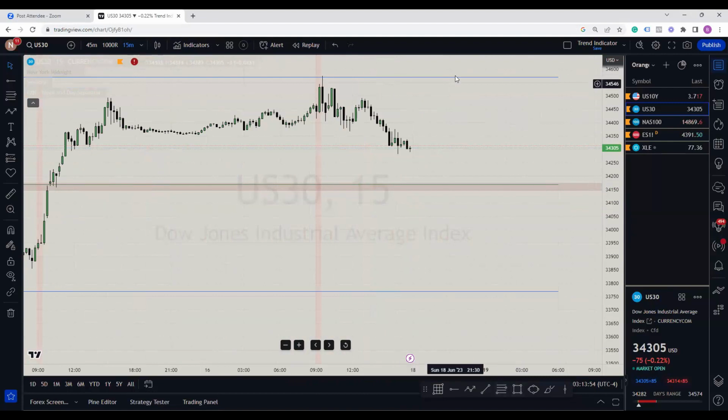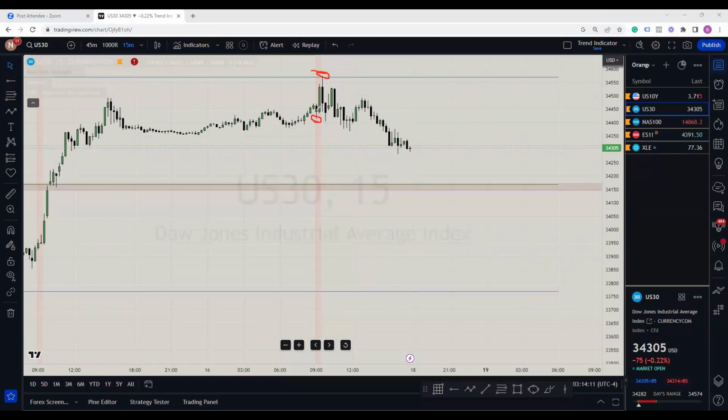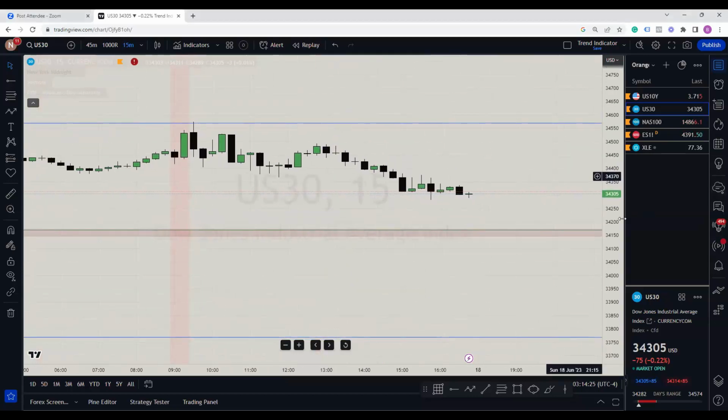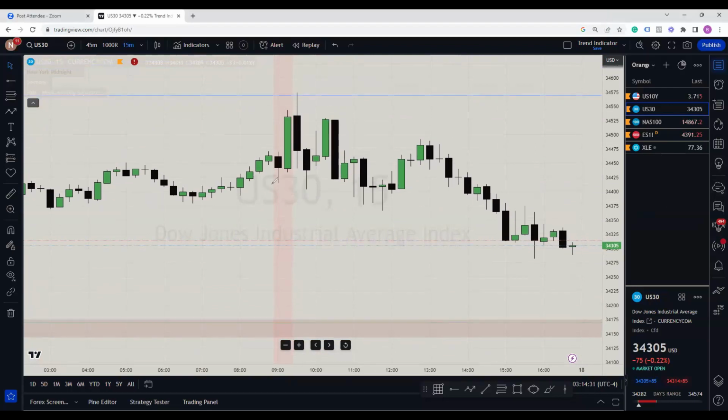Where's the highest high? This one, right? Where is the low that makes this high? The swing low that makes this high? Can you see? This is a swing low. Why is this a swing low? Because on the left and on the right, you have a higher low. That's why we call this a swing low. I really need to remember all these terminologies. This is a swing low that makes this swing high, right?